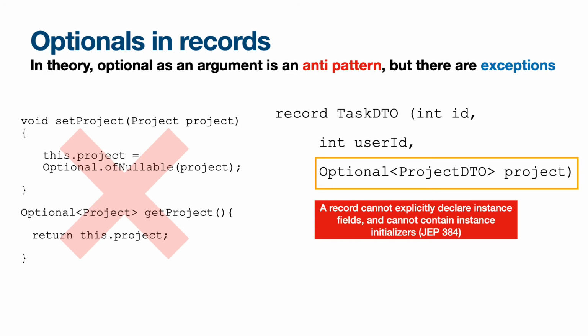So, if we have a normal class definition with getters and setters, like we see on the left part of the screen, we could use a setter in order to wrap a possibly nullable field as an optional, and then use a getter to return this optional in order to avoid manual null checking. However, with records, we cannot explicitly declare instance fields and cannot contain instance initializers. In this way, we should include optional as a part of the record definition.